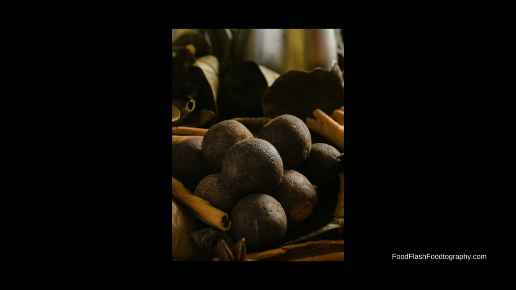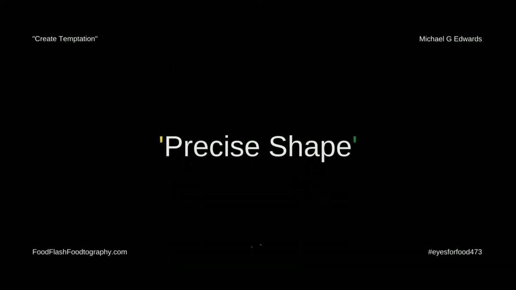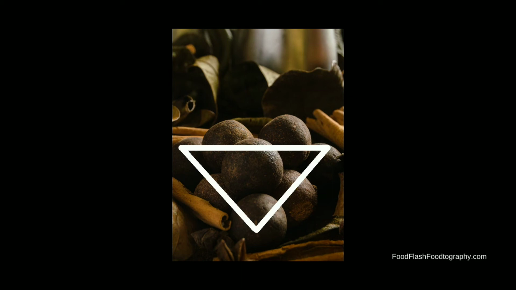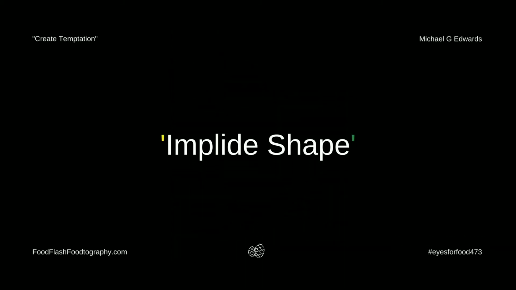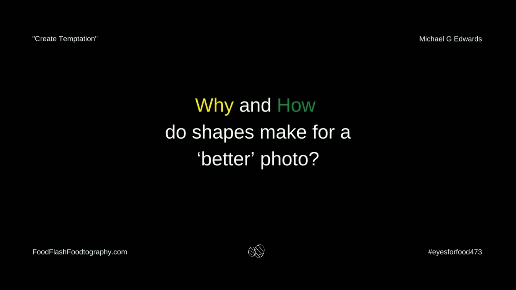In this image, you can see that our main subject, the cocoa balls, they are round. They are circular. This is their precise shape. However, as a collective, our subject suddenly takes the form of a triangle. This is the implied shape of our composition. So why does it matter if the cocoa balls are circular or if they are collectively a triangle? Why and how do shapes make for a better photo?